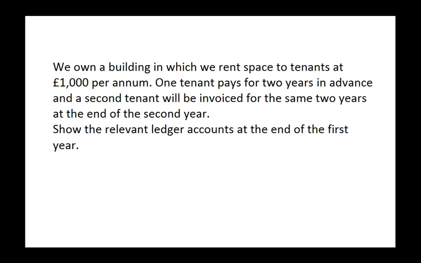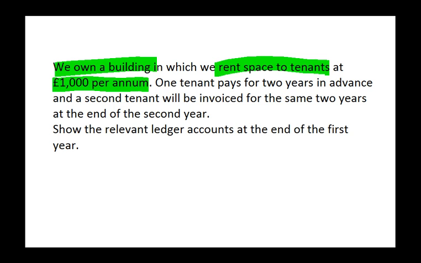Well, the example that we're looking at here, we own a building, we're a landlord, we rent space to tenants. These tenants are our customers. We charge them £1,000 per annum, basically a measure of our income. Now we've got a couple of tenants we're dealing with here. One tenant pays for 2 years in advance. So in the first year they're paying us a total of £2,000 to cover the first and second years.